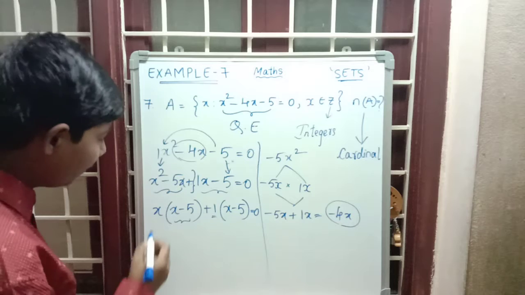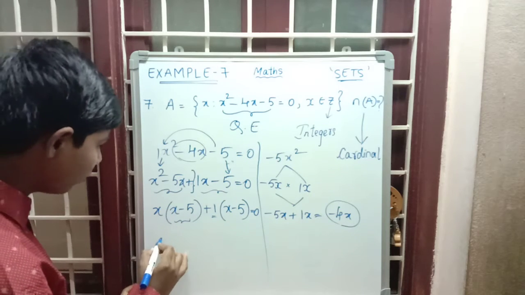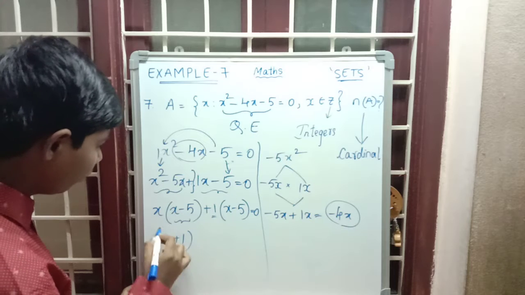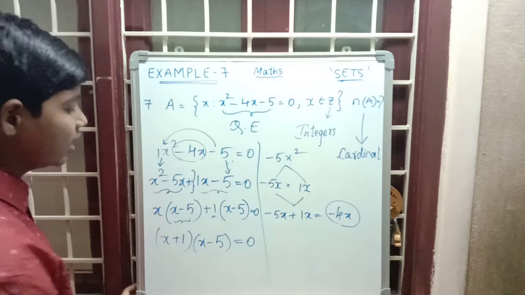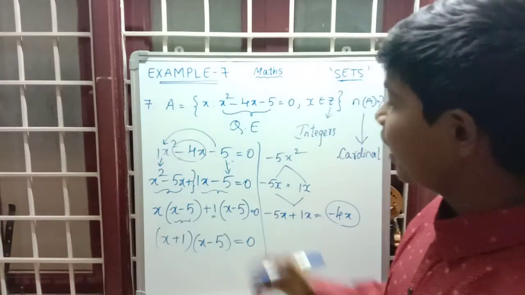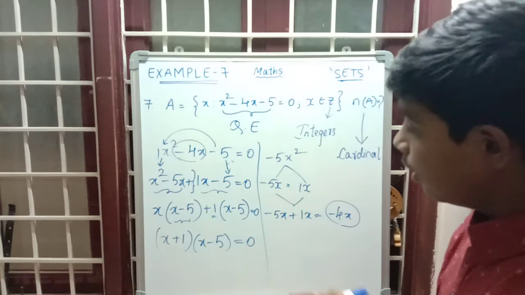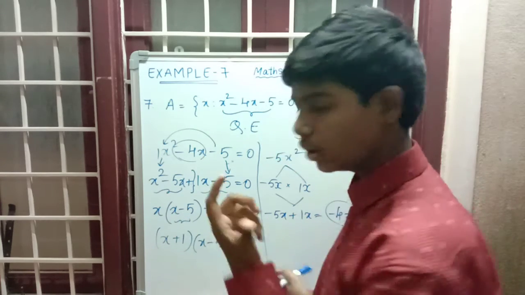Yes, next what will happen? Directly you have to write the values. What is there here? x plus 1 and x minus 5 is equal to 0. While solving quadratic equations, we can understand this very clearly. Now, x minus 5, both are common.